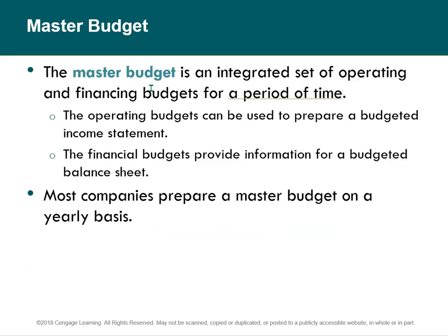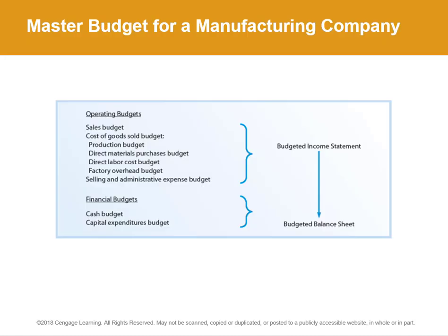So a master budget, okay, master budget: an integrated set of operating and financial budgets for a period of time. Okay, so the operating budget helps you prepare the income statement. It tells you what your company is going to be doing that year. The financial budgets deal with cash management, and they help you prepare the budgeted balance sheet. Most companies do this on an annual basis. It's too big a job to do any more than that. You do forecasts in between.